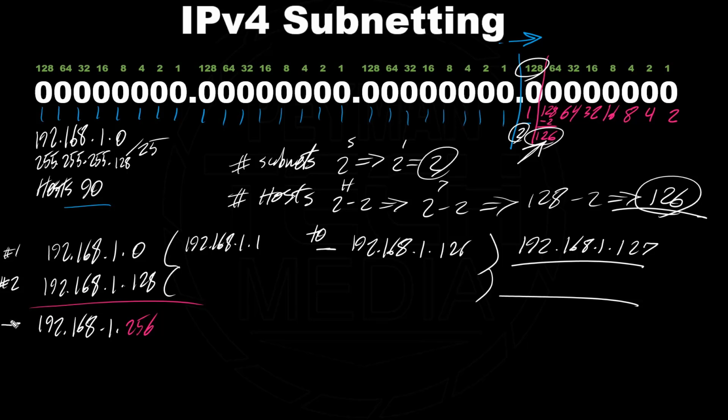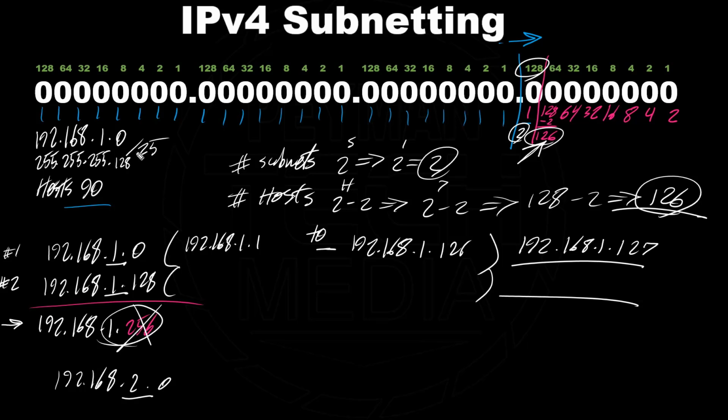And here, of course, not valid, because if we continue incrementing by 128, we get 256, 256 not valid. In other words, it would be 192.168.2.0, because 256 will be turned to 0 and add to the next octet to the left. So it will be 2, and that's a different network. We are on 1 network.